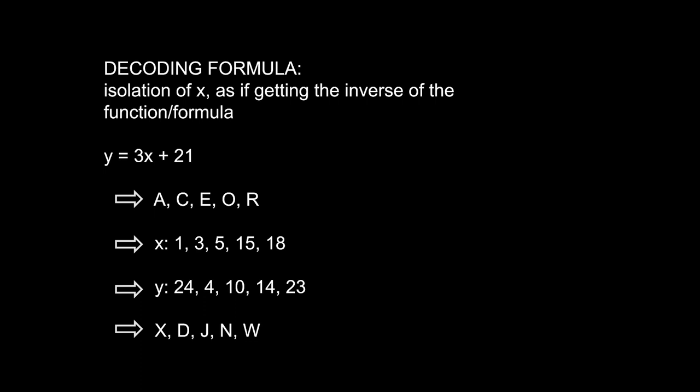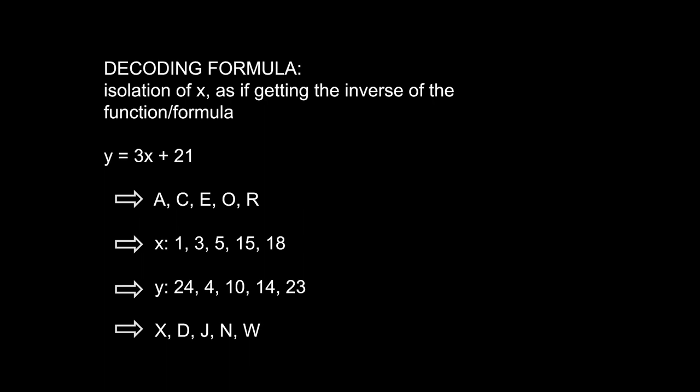Therefore, if we assign X to be 3 for the letter C and put it into the formula 3X plus 21, that will yield 3 times 3 plus 21, or 30. But 30 in mod 26 is 30 divided by 26. The remainder is 4. So the Y value corresponding to the letter C is 4.